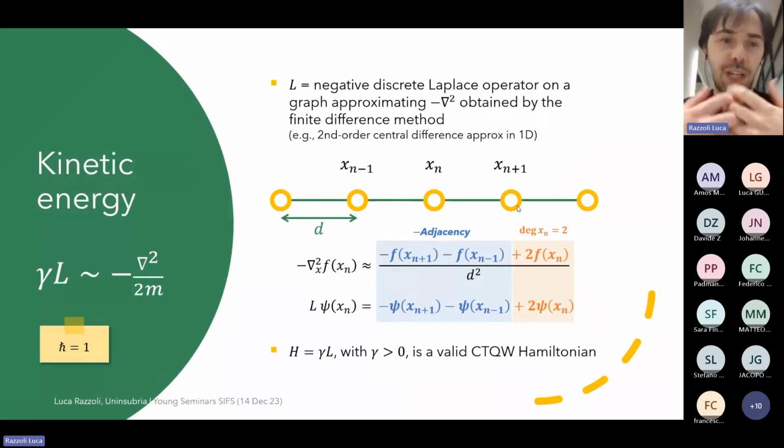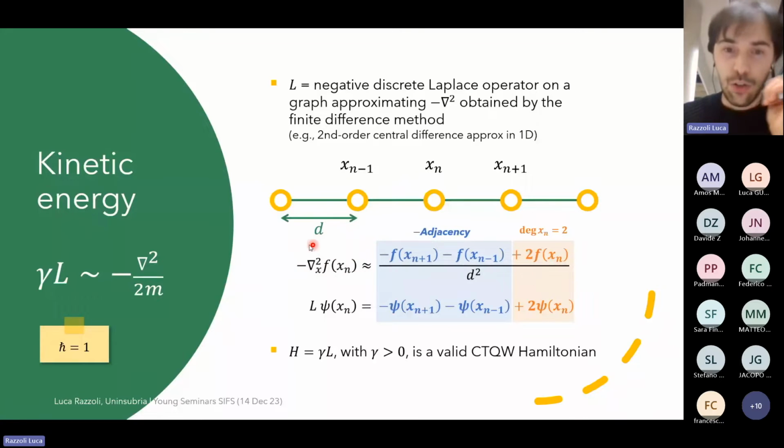We use the Laplacian matrix because it is the negative discrete Laplace operator on a graph, so it is an approximation of the negative continuous Laplace operator, which we can obtain by finite difference methods. For instance, in one dimension, we can see that these two operators, the approximation of this operator and the Laplacian matrix, are equivalent except for a constant. So indeed, the Laplacian matrix plays the role of the kinetic energy.